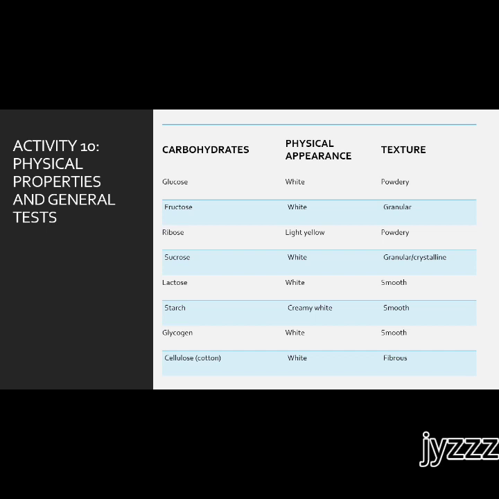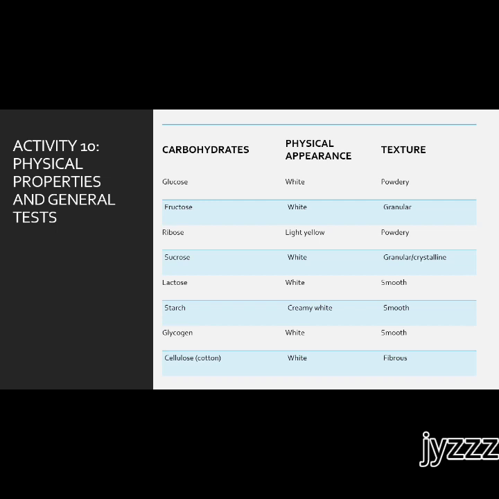Your starch is an amorphous powder, while your most complex, cellulose, is fibrous. Let's take a look at your cellulose, your cotton. You have your cotton as fibrous. Your glycogen is white and smooth. Your starch, accordingly, is creamy white and smooth.